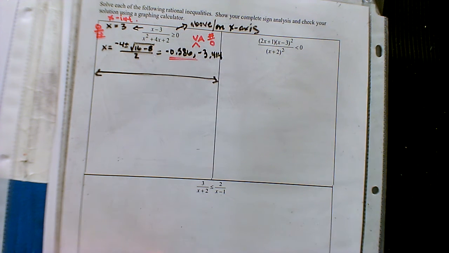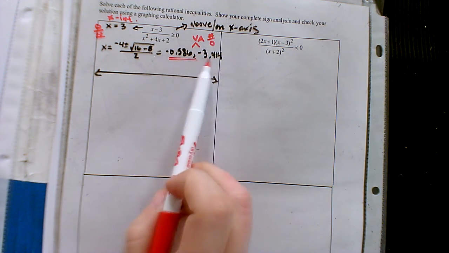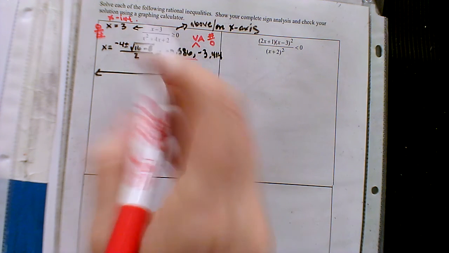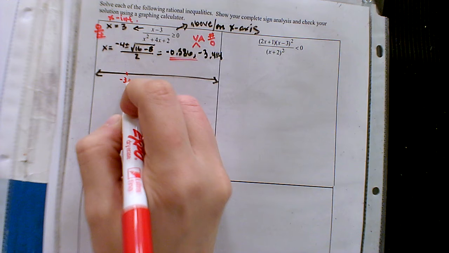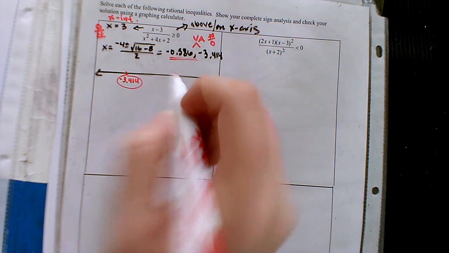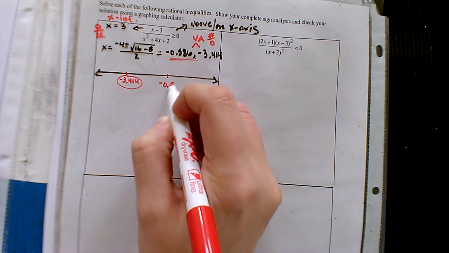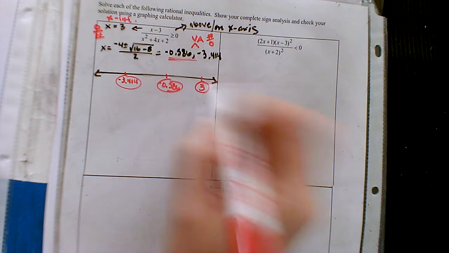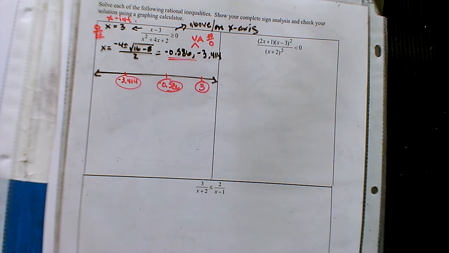So now that we have these different locations, bless you, we're going to use these in our number line to help us figure out positive and negative. So in order, we'd have negative 3.414, negative 0.586, and then 3. Now I know the numbers are kind of long, and decimal values might be a little confusing, but we don't necessarily have to plug these in to get our positive and negative results.